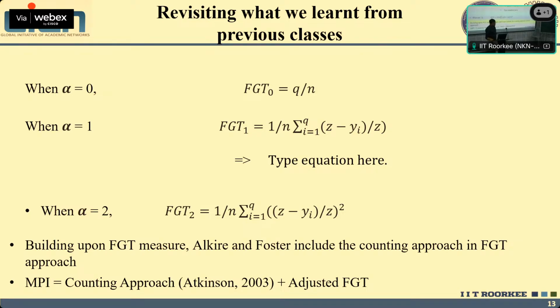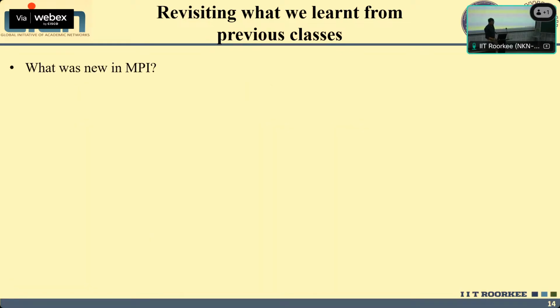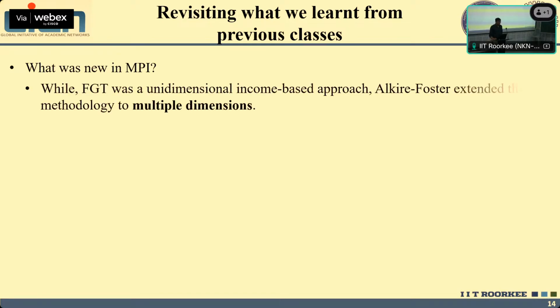However, coming to the multidimensional poverty measure, it was suggested by Atkinson in 2003. If we add a counting approach along with the adjusted FGTs, then it is actually called the MPI. We'll also be discussing this in detail with the help of data and some simple examples. As I just started, it is counting plus the adjusted indicators, and that is what MPI is all about.